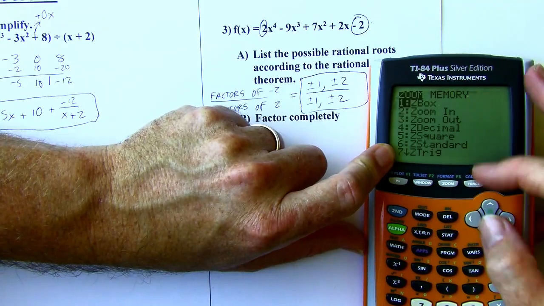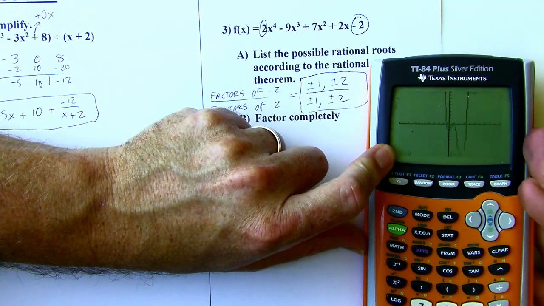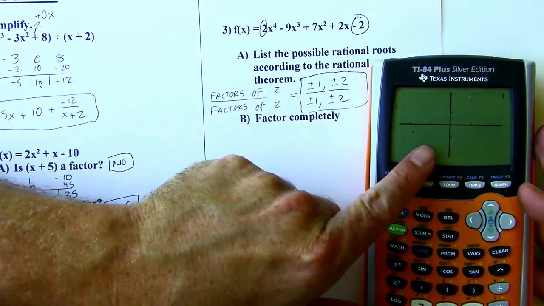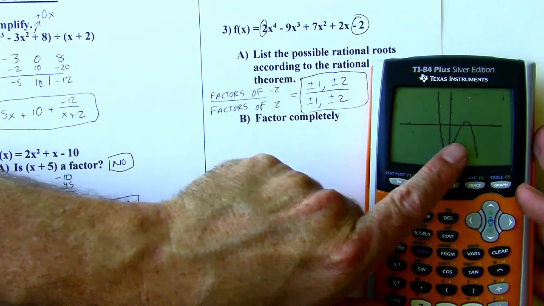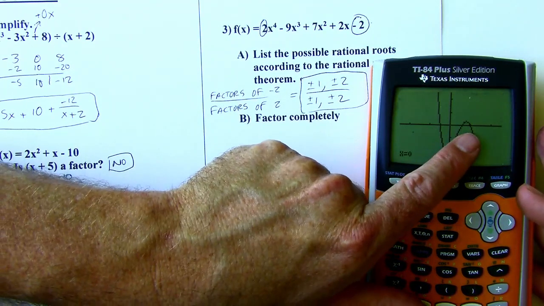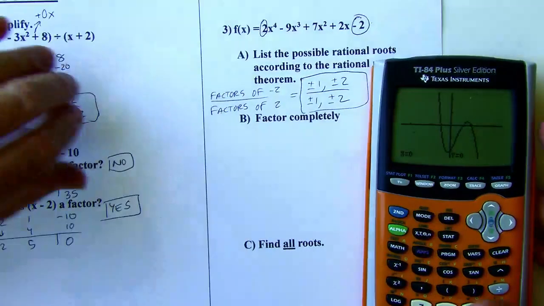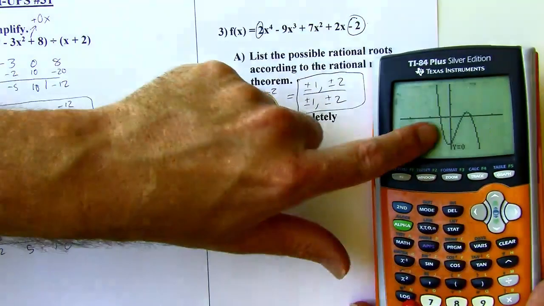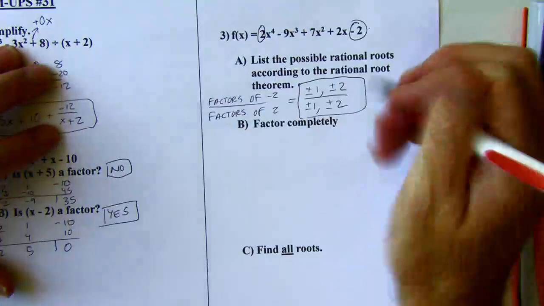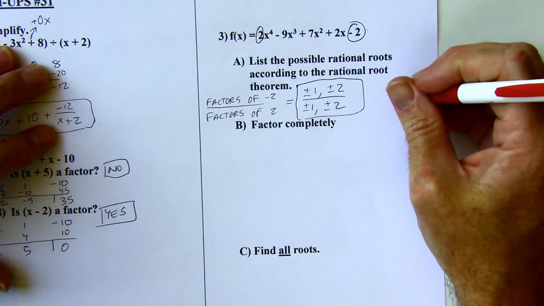I'm going to zoom in just to get a better look. And so there, I can see it better here. It looks like it crosses at -1/2. It looks like maybe +1/2 and maybe +1. So I'm thinking that those are my guesses. Okay, so I'm going to go -1/2, +1/2, and 1. So I'm just going to write this out. Here's my guesses.